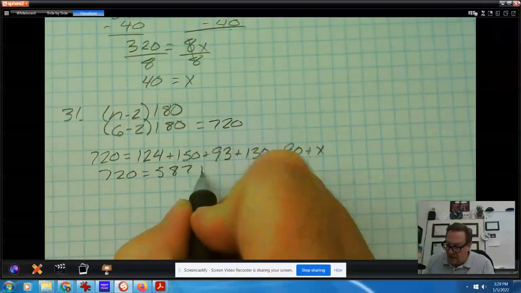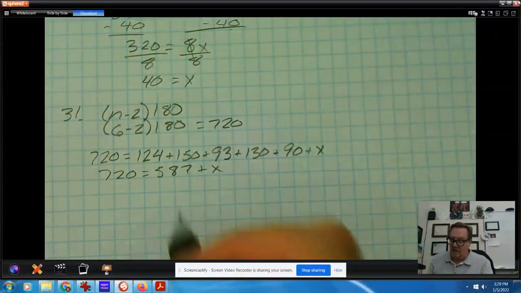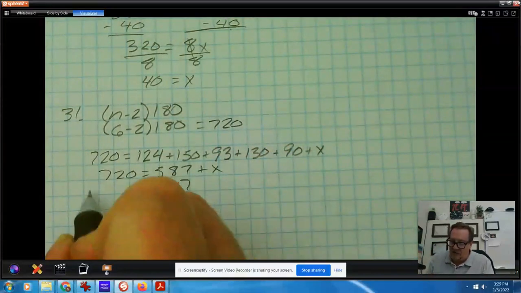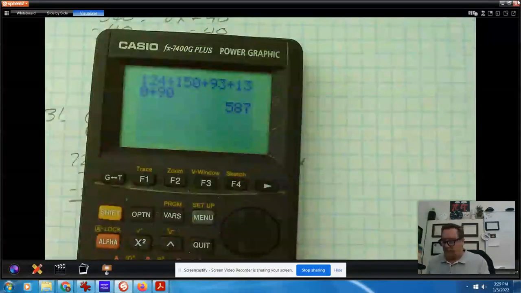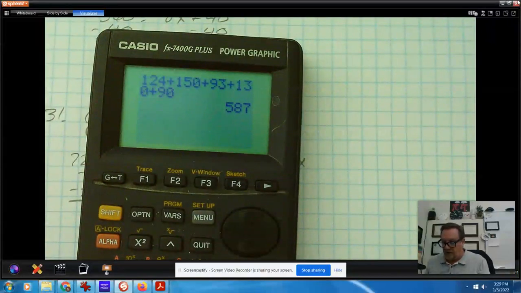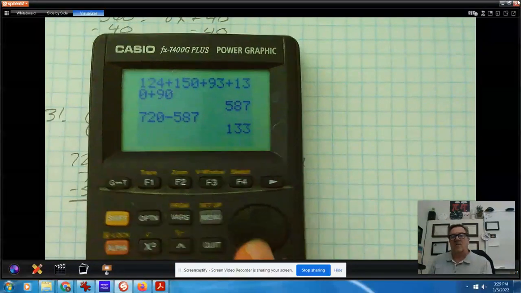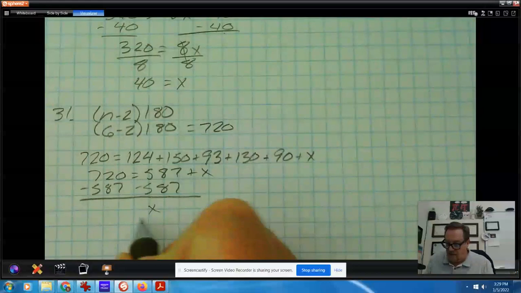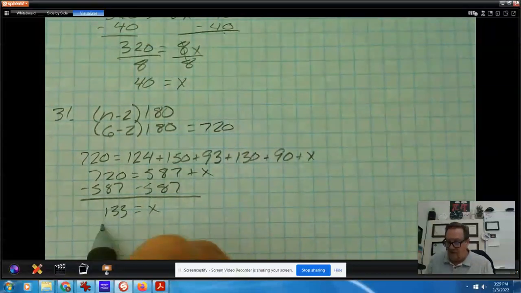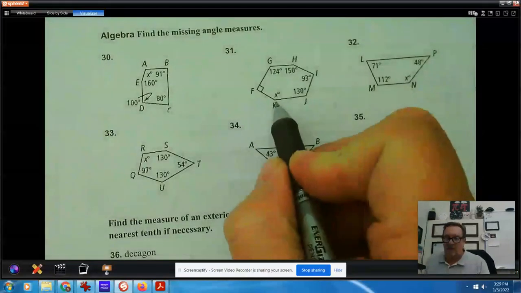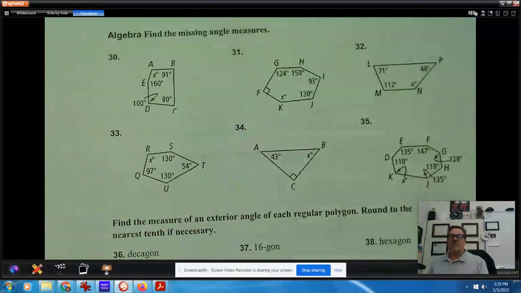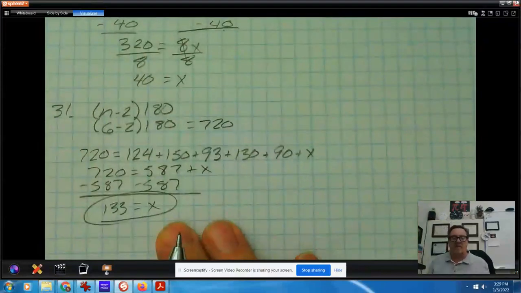587 plus x. How do we get x by itself? Subtract 587 from both sides. So I go 720 minus 587, 133. So now our x for that particular problem right there, x was 133 degrees. Okay? So very similar to what we did before. That's how you do those ones.